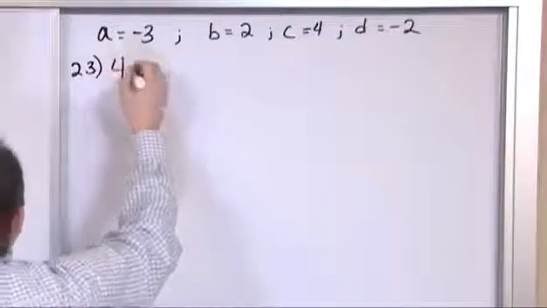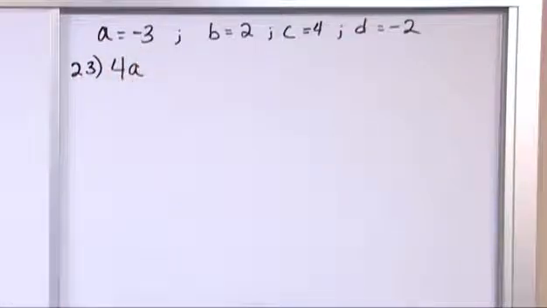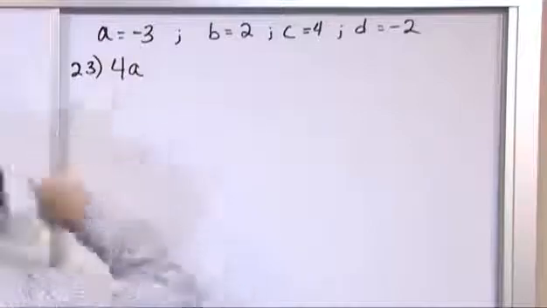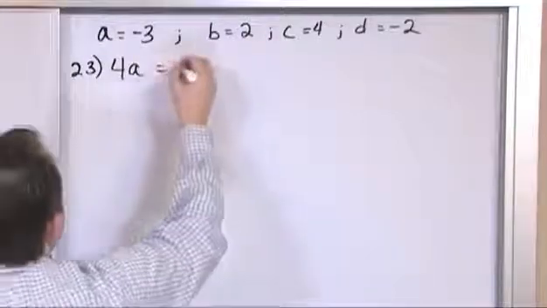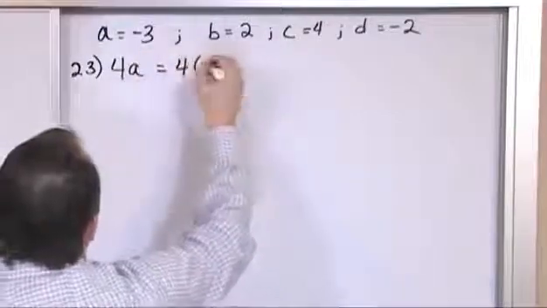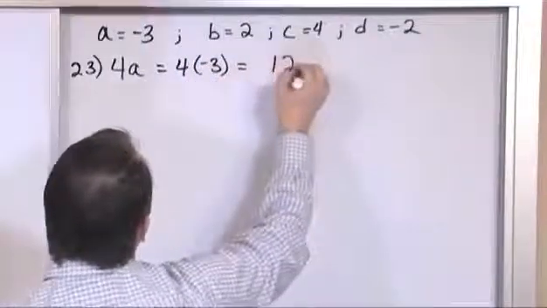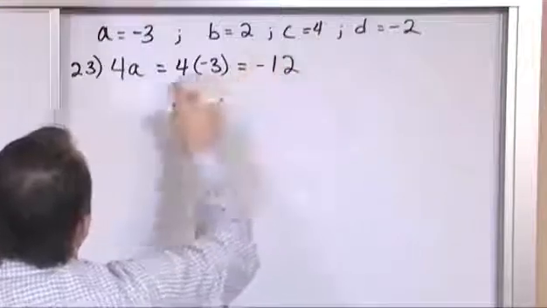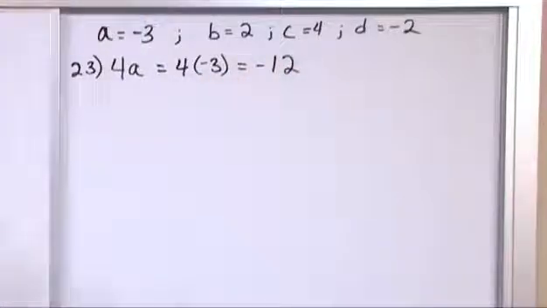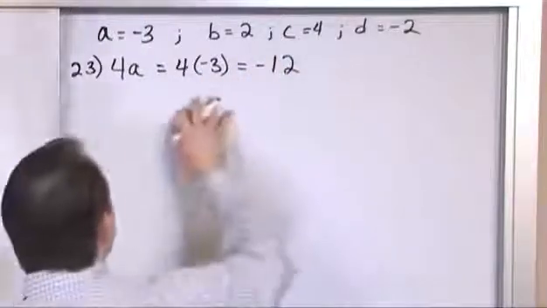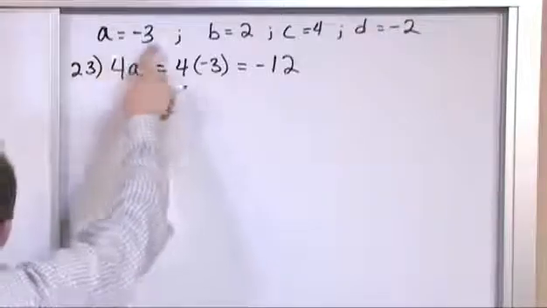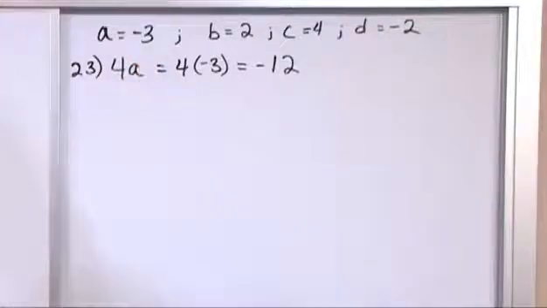So what would 4a be? When you say something like 4a, that means 4 times a because they're sitting right next to each other. So what you would have is 4 times a, which is negative 3. 3 times 4 gives you 12, and the answer is negative because these signs are different. So you see, nothing different from what we've been doing before. The only difference is we have to plug in the value of the letter that we have. That's what a variable is.